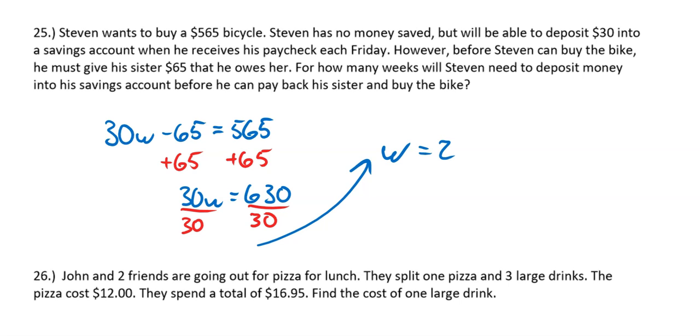So I get 21. Okay? So 21 weeks is what it's going to take. And again, we had to do that minus 65 because that's what we had to take away from what he was saving to pay back his sister. Okay?